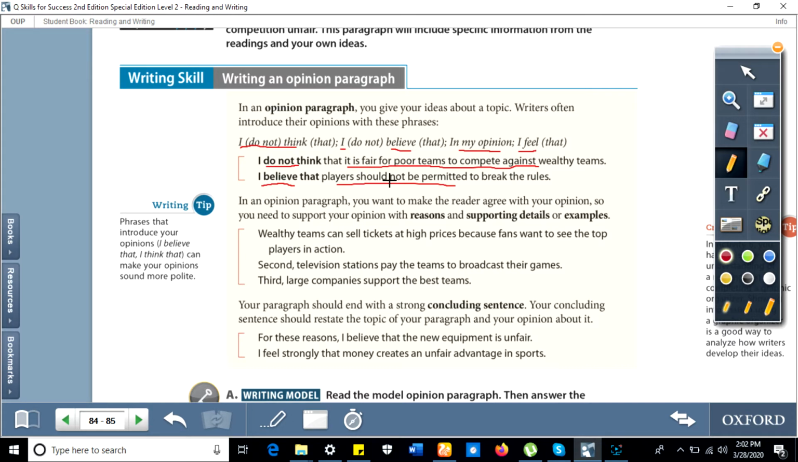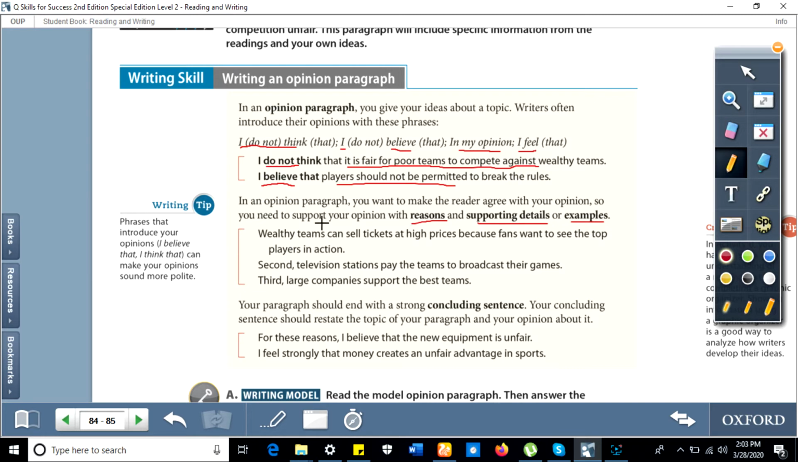So after writing these sentences, one thing you have to keep in mind whenever the writer agrees or disagrees with a certain statement or idea, after that he has to prove it also. He has to prove why actually he's thinking like this, right? And for this he can use reasons, supporting details, or examples, right?